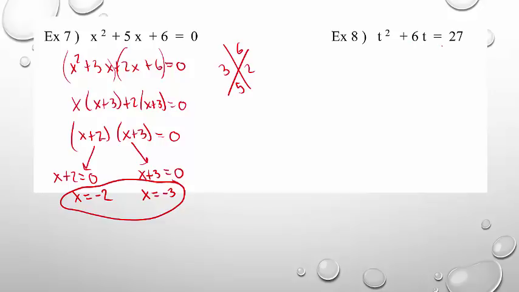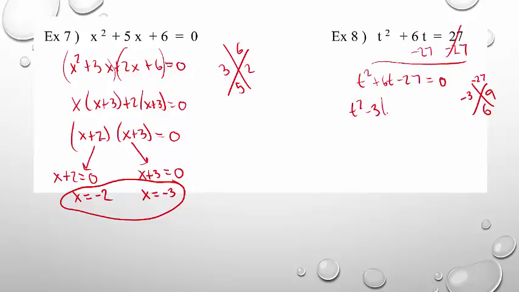Number 8, you have to freeze. This is a big problem right now because we don't have 0 over here. Easily fixed though. We're just going to subtract 27 first, and rewrite this as t squared plus 6t minus 27. Now it equals 0. Now you can go ahead and factor. My numbers, in this case, I need a negative and a positive, so I'm going to have negative 3 and positive 9. t squared minus 3t plus 9t minus 27, keeping that equals 0 the whole time.